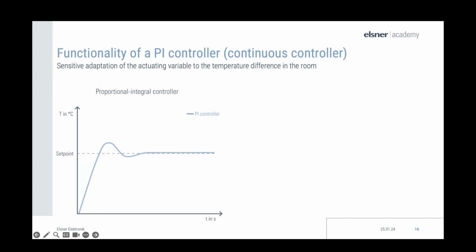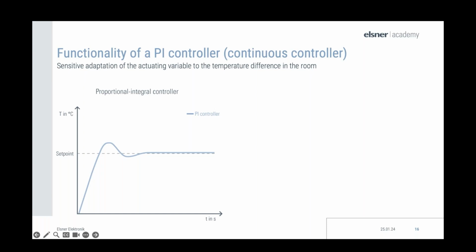A PI controller is a so-called continuous controller, so it continuously regulates the temperature. For example, the actuating variable can assume any value from 0 to 100. In simple terms, this means that a continuous controller can not only switch on and off, but also sensitively adjust the control variable to the temperature difference of the room.